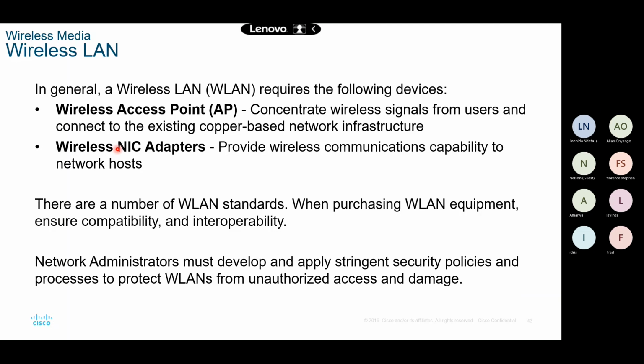You must have a wireless access point, which concentrates the wireless signals from users and connects them to the existing copper connected device. So either a wireless access point or a wireless router. Secondly, your wireless device like a mobile phone or laptop must have what is called a wireless NIC adapter to give you the capability to connect to a wireless network.